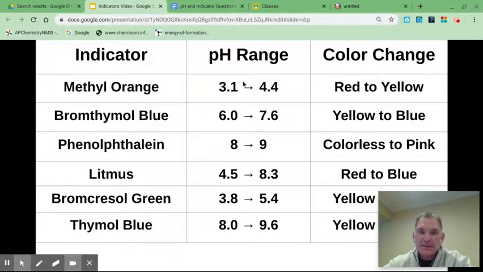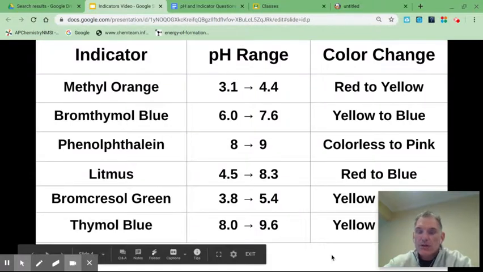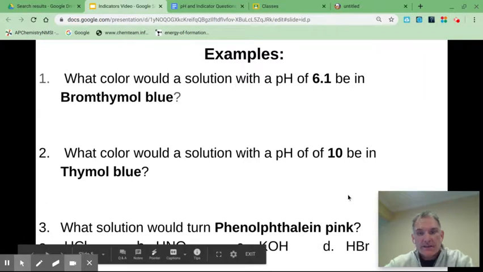But what happens is this color change is going to be visible even if I'm below that number. So 3.1, it's red. So if I'm even 2.5, I'm going to have a red color for methyl orange. Now, what I might notice is the lower that I go, the deeper or darker the color that I see. Same thing, my color could be lighter in intensity as well. Not hard to do as long as you have table M and some knowledge of acid-base chemistry. Let's take a look at some examples.